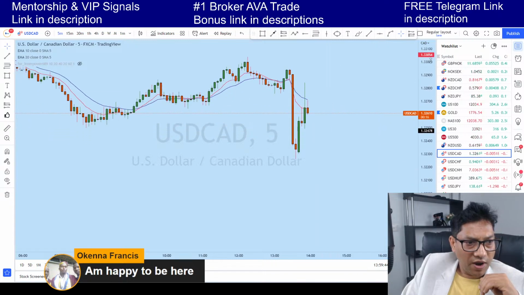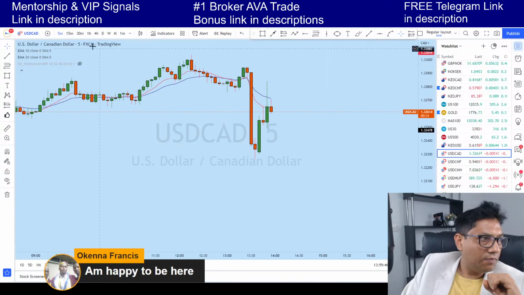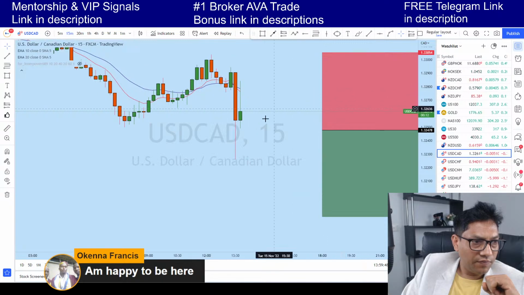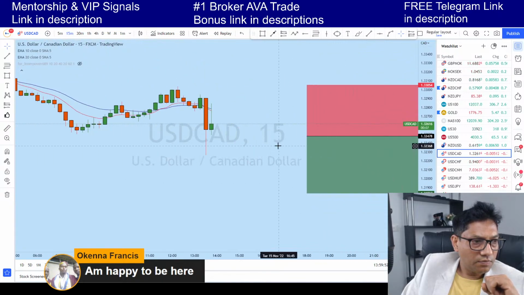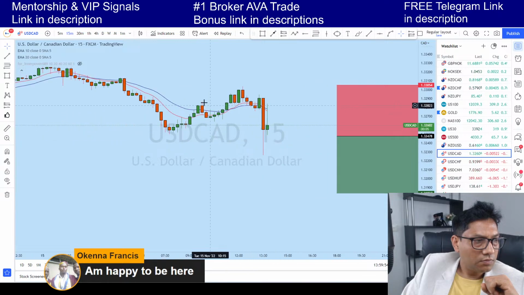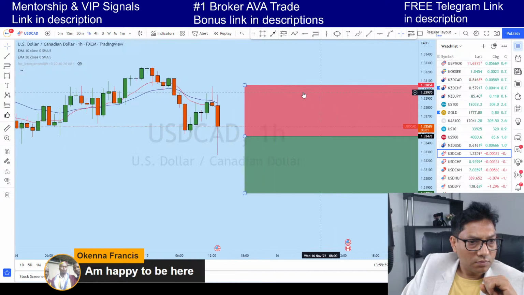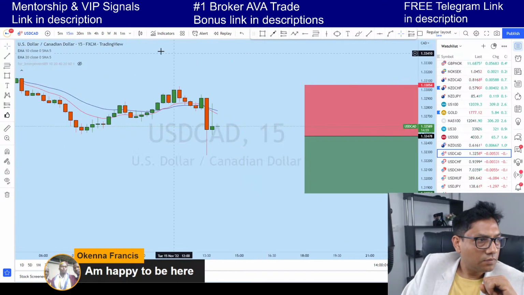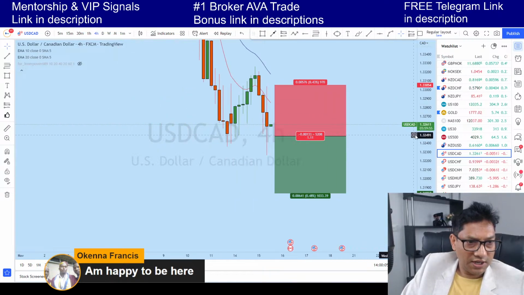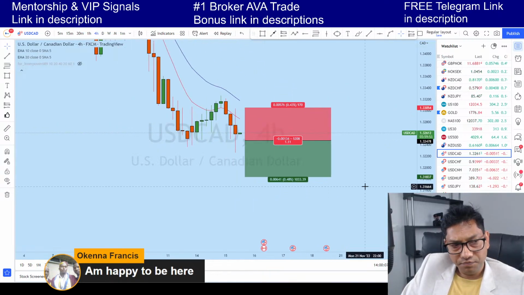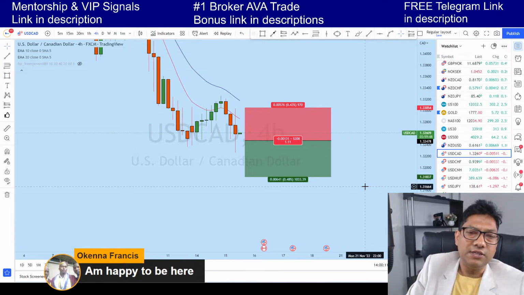Yeah, now on the 5 minutes time frame we see some rejection as well. On the 15 minutes also bearish. Okay, the candle closed on USD CAD, which is a middleman. Now the strategy that I used here is our middleman trading strategy.